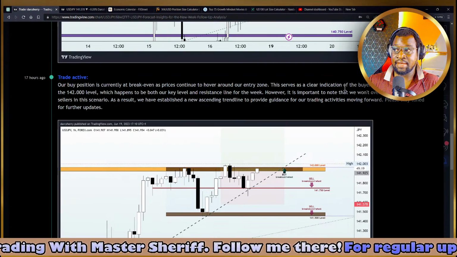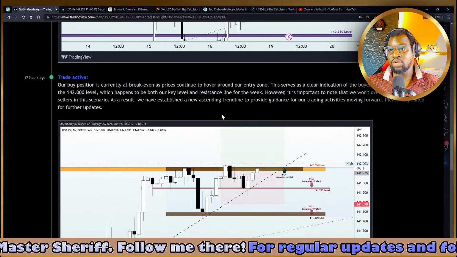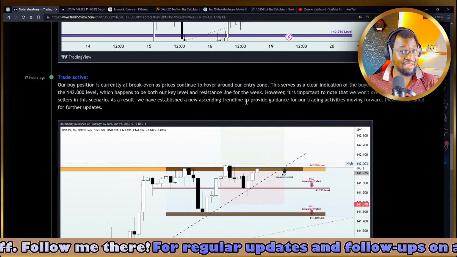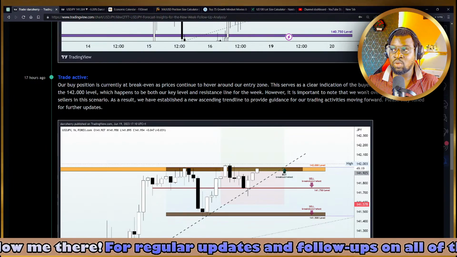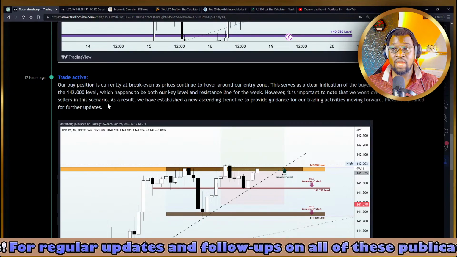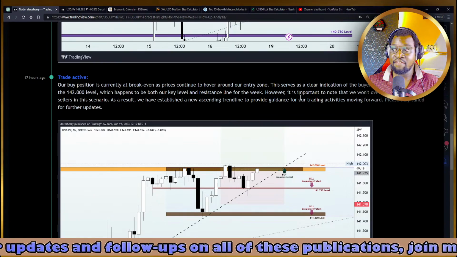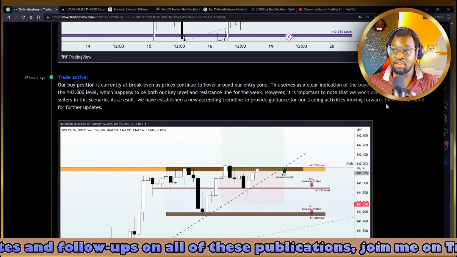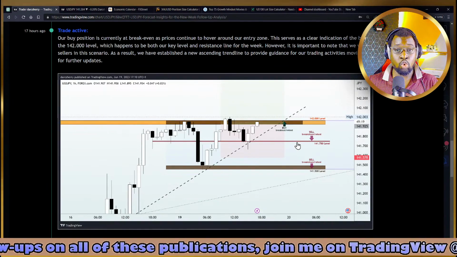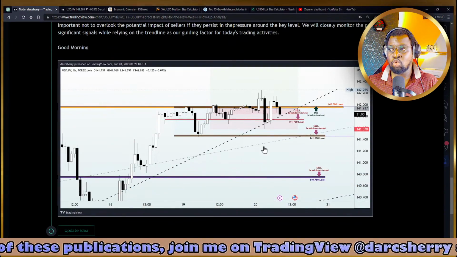This serves as a clear indication of the buyer's determination to break the 142.00 level, which happens to be both our key level and resistance line for the week. However, it is important to note that we won't overlook the potential of sellers in this scenario. As a result, we have established a new ascending trend line to provide guidance for our trading activities moving forward. And in addition to that trend line, I was able to identify this 141.750 level.